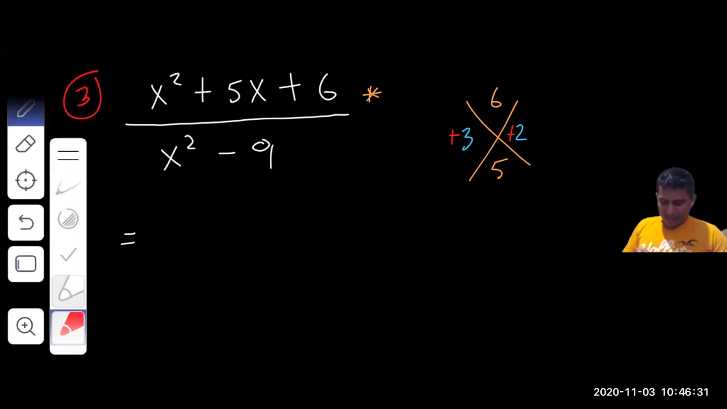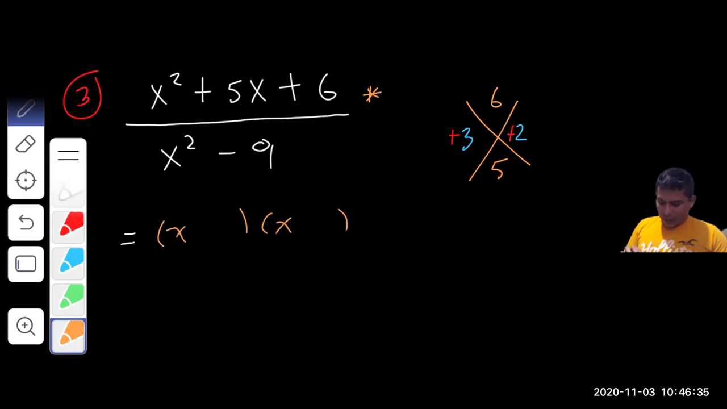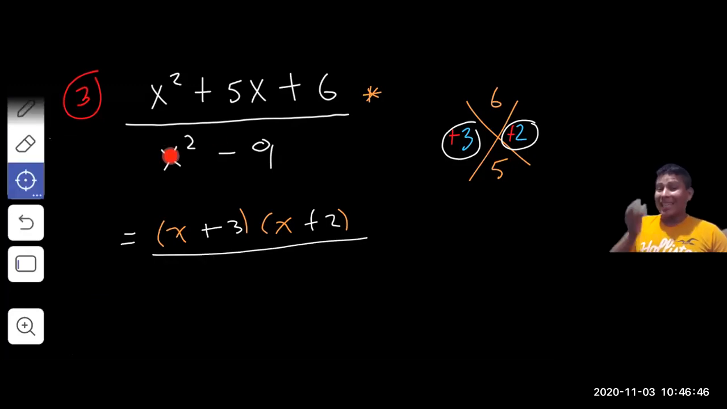Okay, let's copy that. X squared is x, and we need to include plus 3 and plus 2. Okay, guys, I just factored my numerator. Let's go to the denominator. Can we factor this? In this case, guys, yes. This is the first time that we're going to try to factor the denominator. How can I factor this? This is just a binomial. I cannot use the big X method or greatest common factor.